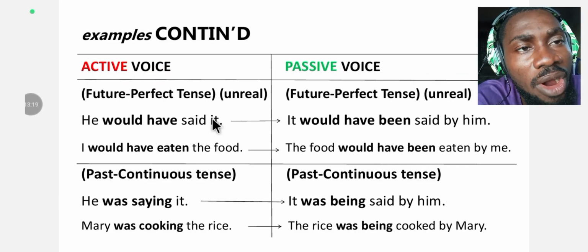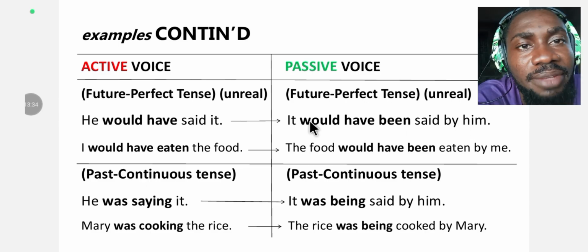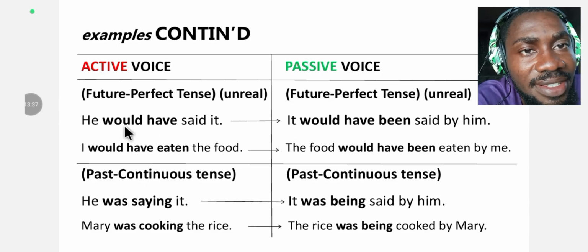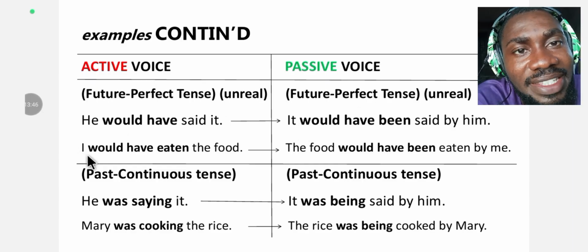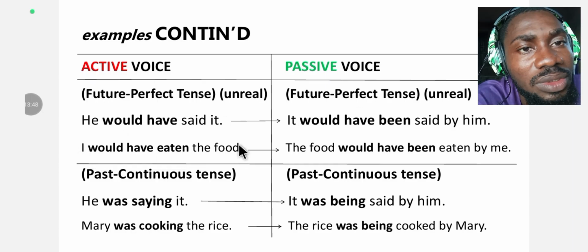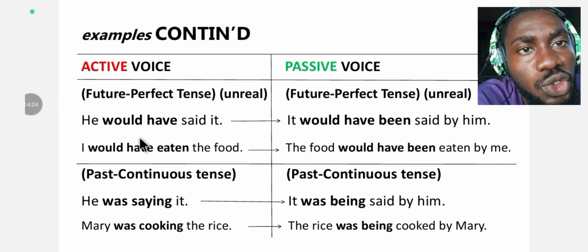Moving on. More examples, still under the future perfect tense. Under active voice, he would have said it. Converting it to a passive voice, it would have been said by him. Would have is the tense. Look at the passive voice. Would have is also there. Tense maintained. The next example under the active voice says, I would have eaten the food. In what tense? In future perfect tense. Converting this to a passive voice, it says, the food would have been eaten by me. Tense maintained. Would have. Future perfect tense.